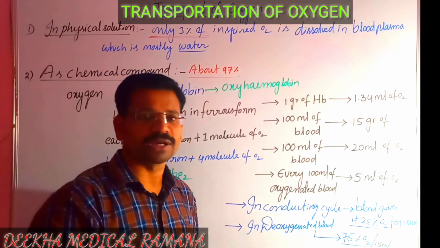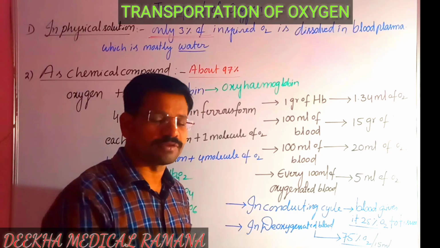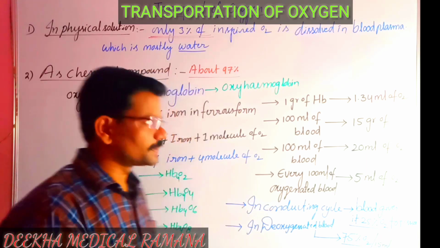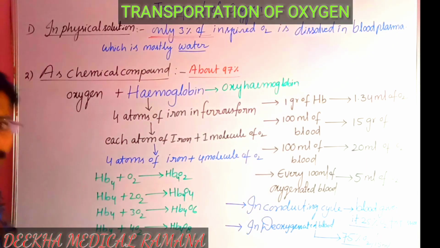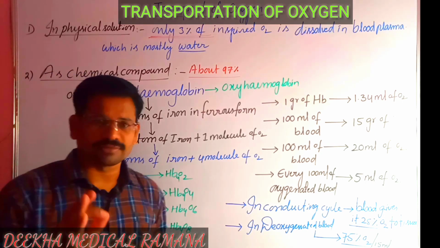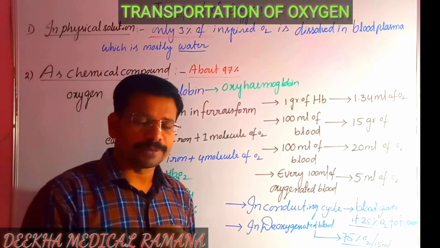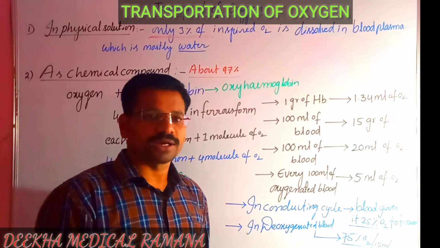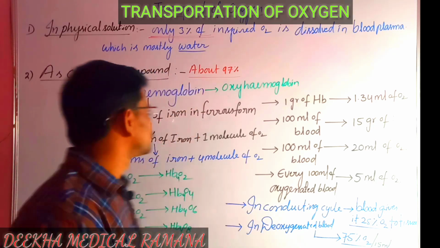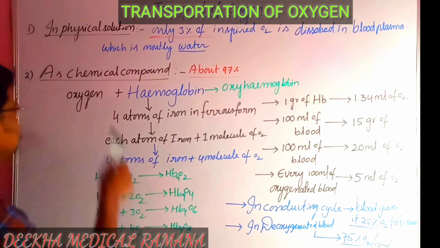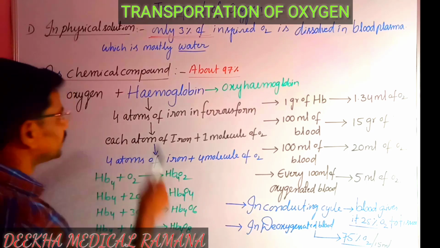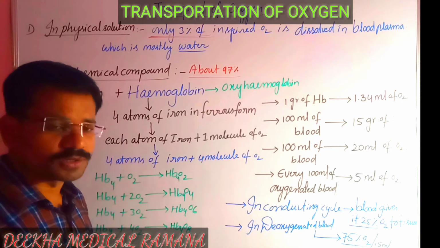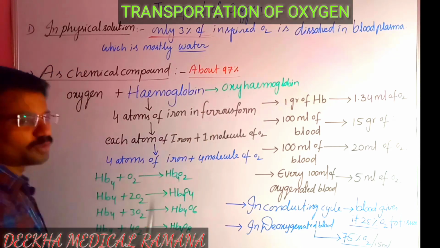That means there are no chemical reactions. The oxygen will be combined with the water which reaches the body cells. But as a chemical compound, that means, as I said in the last lecture, the gases produced by the cells and inspired from the atmosphere react with the blood to form chemical compounds. So how is oxygen transported as a chemical compound? That is through oxyhemoglobin. About 97% of oxygen will be transported in the form of oxyhemoglobin.